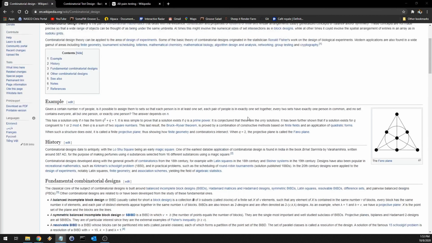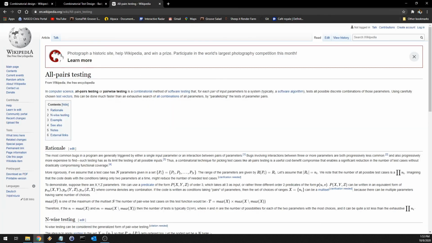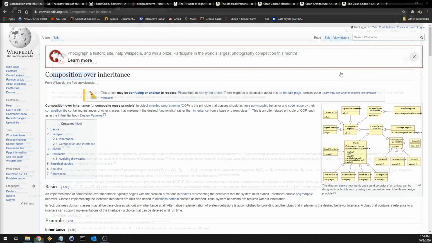So these are some documents on combinatorial test design. Of course, the Wikipedia. There's also known as all pairs testing. Okay, so next.